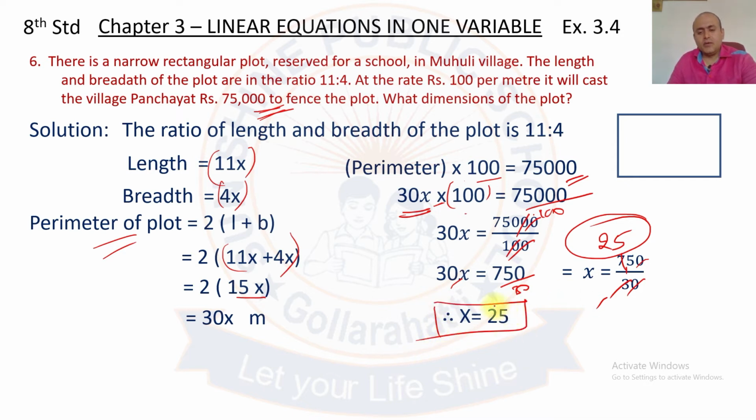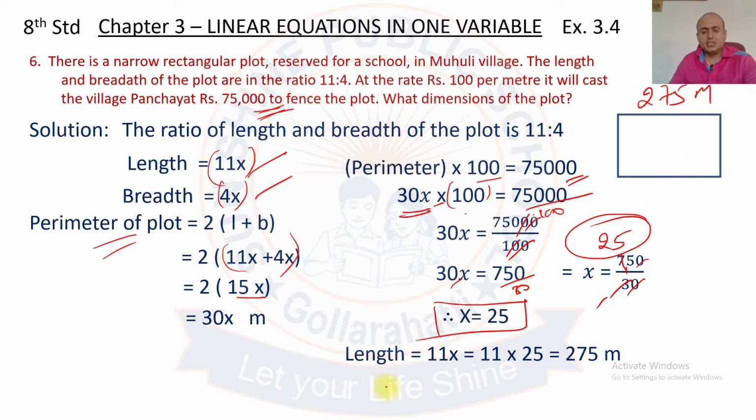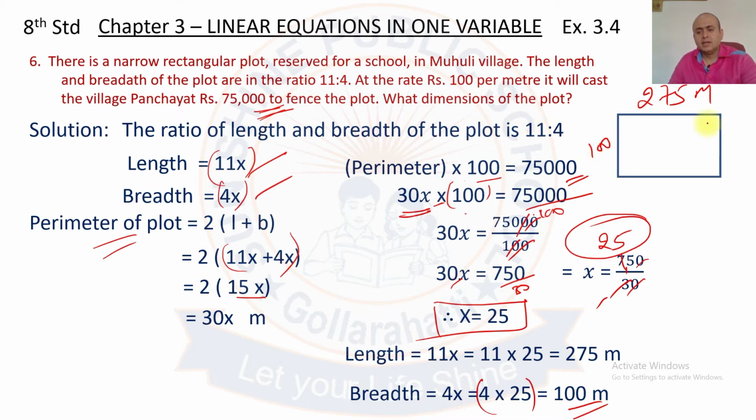If you substitute the value of x in the length and breadth, the length is equal to 11x, which is 11 into 25, equal to 275 meter. And the breadth is equal to 4x, which is 4 into 25, equal to 100. Therefore, the dimension of the plot is 100 into 275 meter.